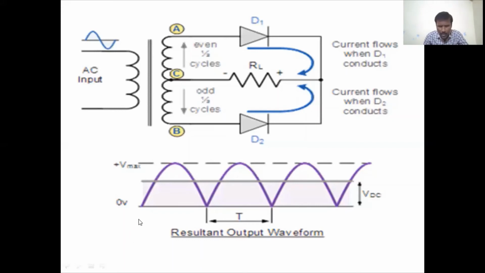That's why the output waveform is like this, that is, total cycles are collected at the load resistor. When the AC input, with its positive half cycle and negative half cycle, is given to the terminals of the primary coil, the cycles are collected by these two diodes, and we get this output, that is, both the positive half cycles and negative half cycles are collected at the load resistor.